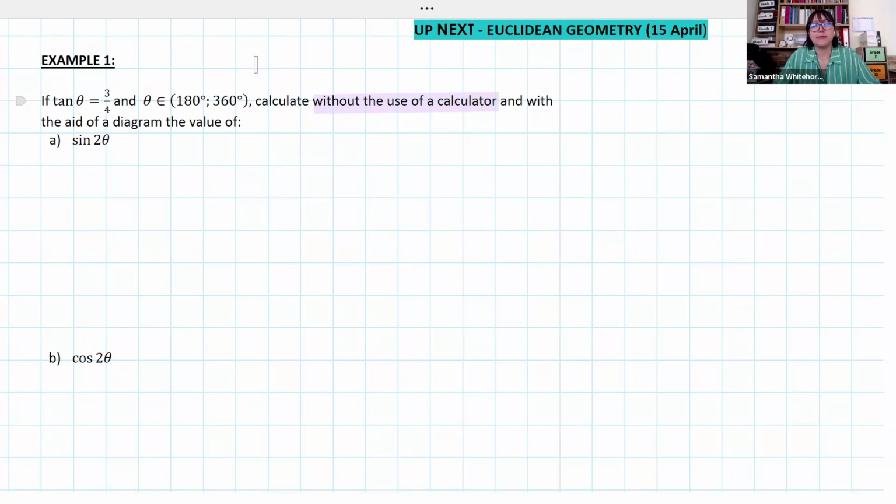What this does mean is that when you draw your diagram, you're going to get ratio values and you're going to have to show your working out essentially when you go find this value. This aid of a diagram, we don't always say it, but it is something that you should do regardless of whether we say it or not, because it's really helpful.